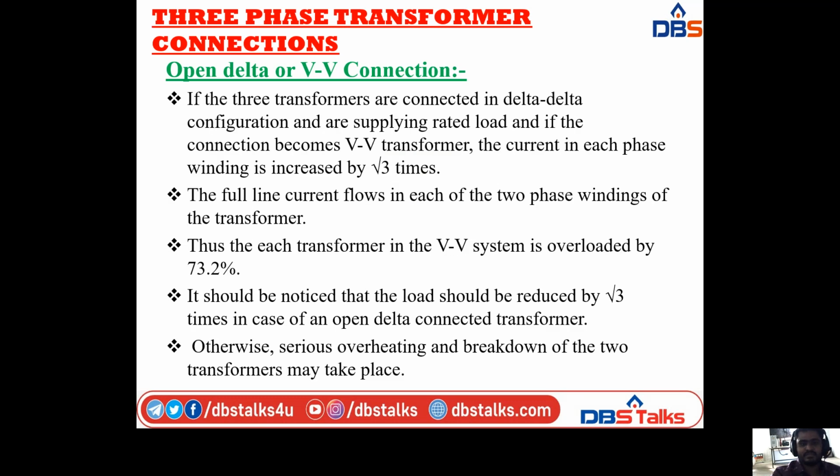So if the transformers are connected in delta to delta configuration and are supplying rated load, and if the connection becomes V to V, the current in each phase winding is increased by √3 times. The full line current flows in each of the two phase windings of the transformer. Thus, each transformer in the V to V system is overloaded by 73.2%. It should be noted that the load should be reduced by √3 times in case of an open delta connected transformer. Otherwise, serious overheating and breakdown of the two transformers may take place.